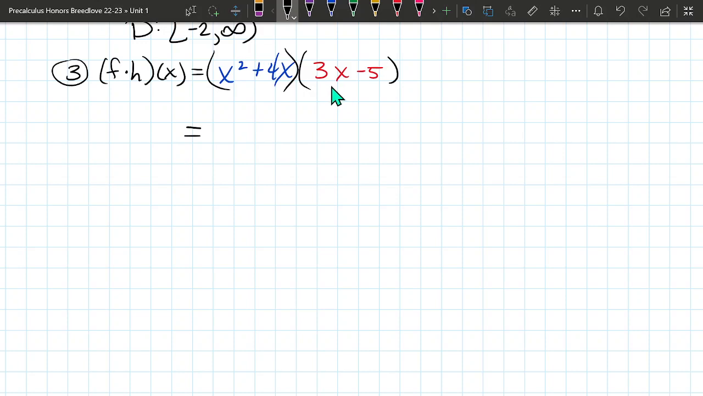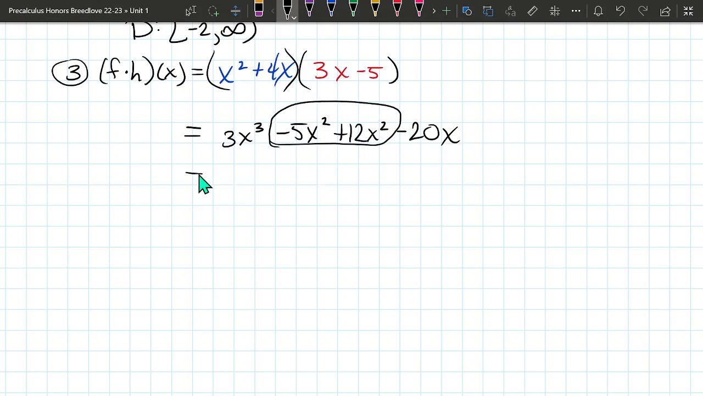So we have x squared times 3x, 3x to the third. And then we get negative 5x squared, positive 12x squared, and negative 20x. Then we multiplied it out here. Combine the like terms in the middle. So 3x to the third plus 7x squared minus 20x. That's simplified as far, I mean, we could factor an x out, I suppose. Doesn't really matter. And then state the domain.